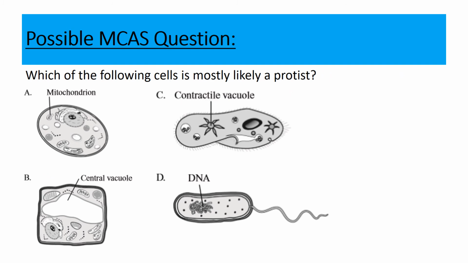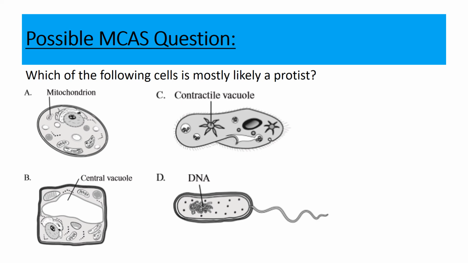Which of the following cells is most likely a protist? In A, we have a cell that has a mitochondrion. In B, we have a cell that has a central vacuole. In C, we have a cell that has a contractile vacuole. And in D, we have an organism that has DNA. Well, D is kind of ridiculous because all organisms have DNA, so that doesn't distinguish that organism from any other organism. The answer is C, contractile vacuole.